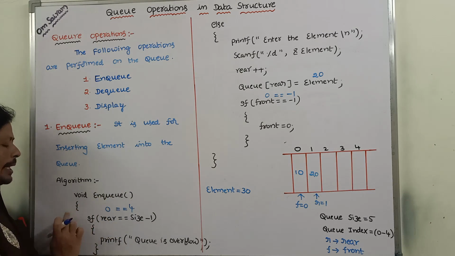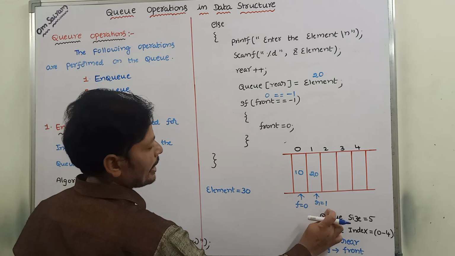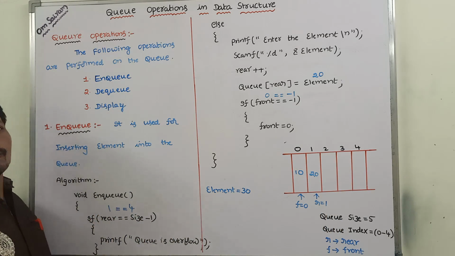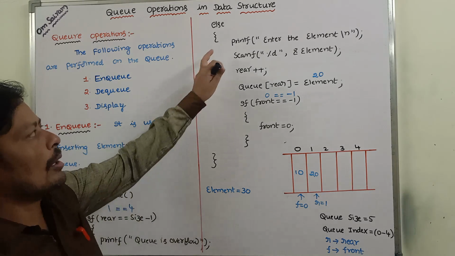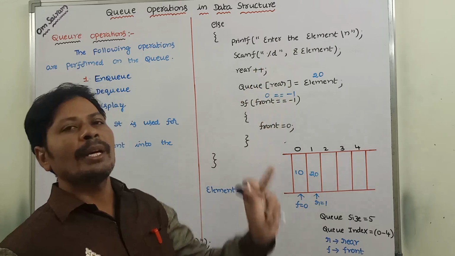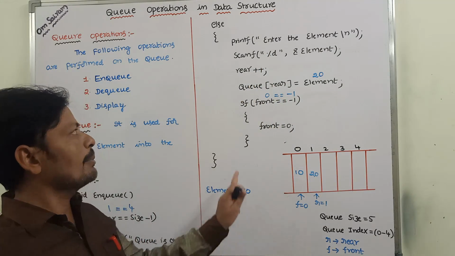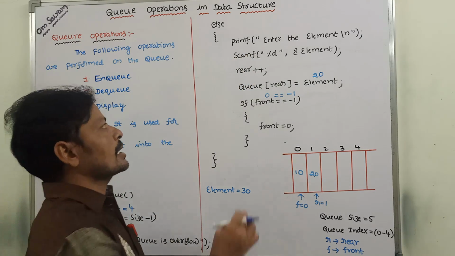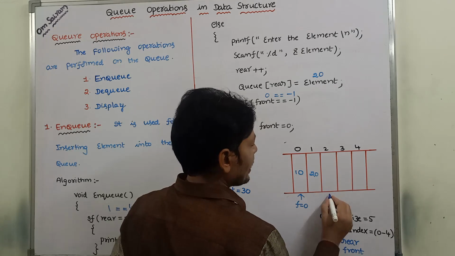Void enqueue. Next one, if rear equal to size minus 1. What is the rear value now? 1. 1 equal to 4, so condition false. Go to the else block. Printf, enter the element you want to insert. That is 30. 30 can be read from the keyboard by using the scanf function. Next one, rear plus plus. Now the rear value is incremented.